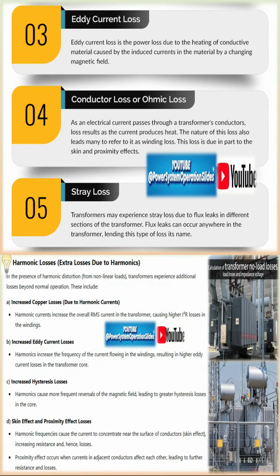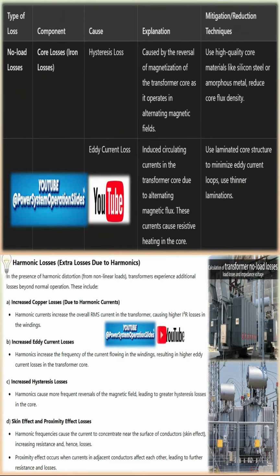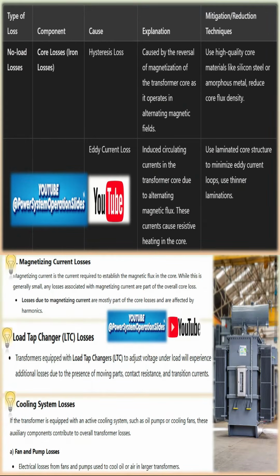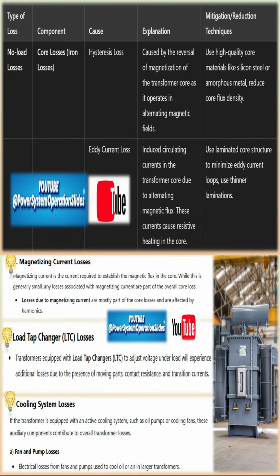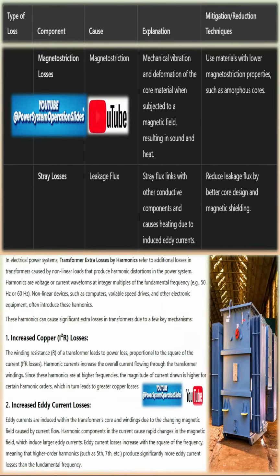In electrical power systems, transformer extra losses by harmonics refer to additional losses in transformers caused by nonlinear loads that produce harmonic distortions in the power system. Harmonics are voltage or current waveforms at integer multiples of the fundamental frequency, e.g., 50 Hz or 60 Hz. Nonlinear devices, such as computers, variable speed drives, and other electronic equipment, often introduce these harmonics.